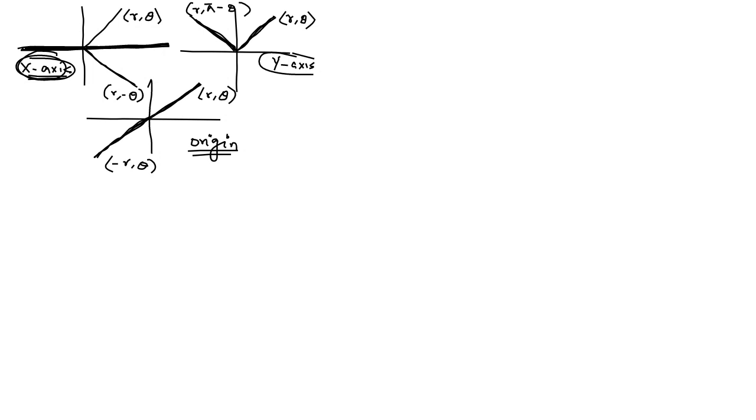Okay, so graphically you can tell about the symmetry of any graph. For example, if I give you this graph, can you draw the x-axis symmetric? The symmetry for the x-axis is this one. Symmetric along the x-axis is this one.